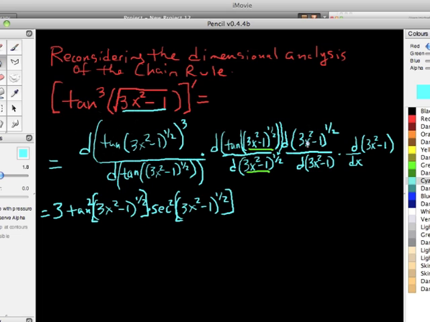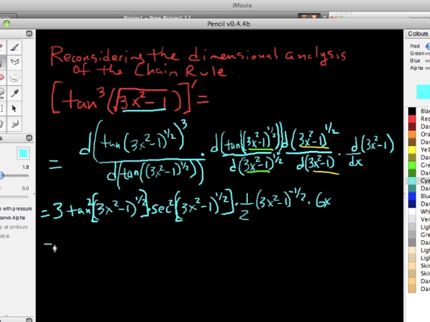What's the derivative of something raised to the 1/2 power with respect to that something? This is just equal to 1/2 3x squared minus 1, the something, raised to the negative 1/2. What's the derivative of 3x squared minus 1 with respect to x? Oh, Mr. Steiner, that's easy. That's just 6x. So this is your answer, and we could combine like terms here or cancel stuff, bring some stuff to the denominator.